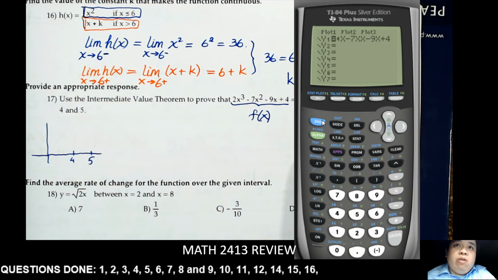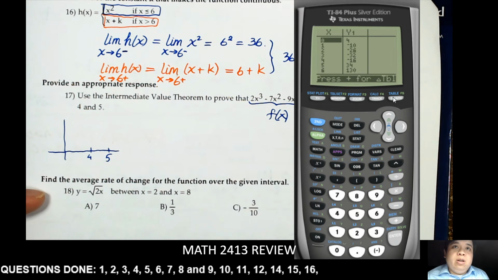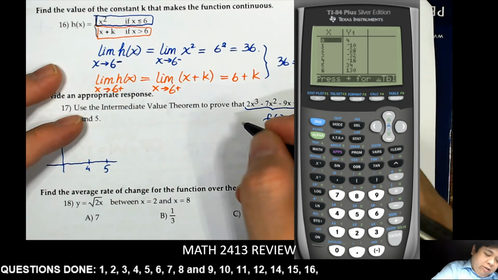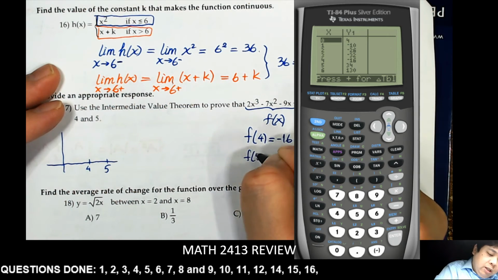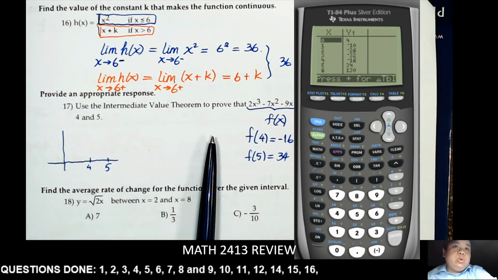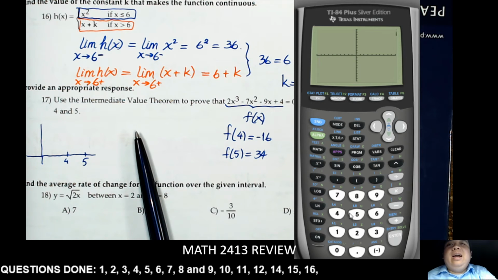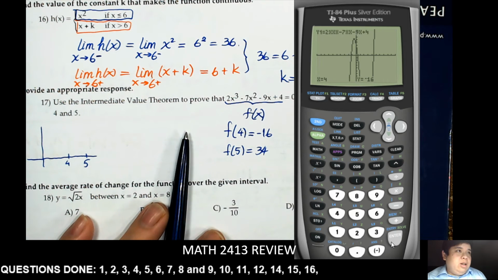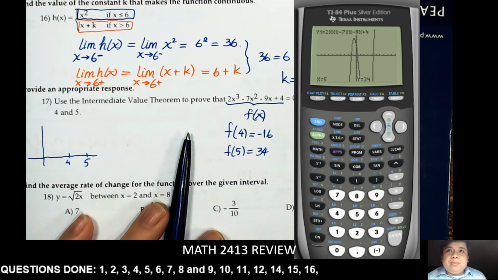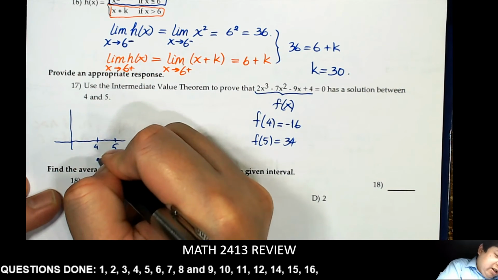Right. Let's evaluate the function. So here is 4 and 5. We can just hit second table, and we have 4 and 5. So we have f of 4 is equal to negative 16, and f of 5 is equal to 34. We can also use the trace. Second, calculate values, enter 4 and then 5 for x. So when x equals 4 and when x equals 5. So that's the calculation.